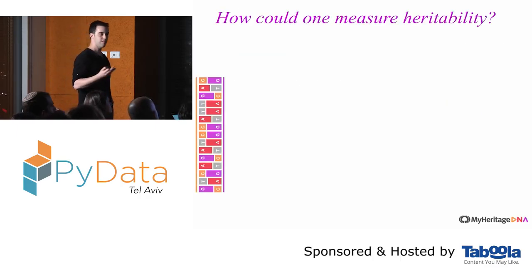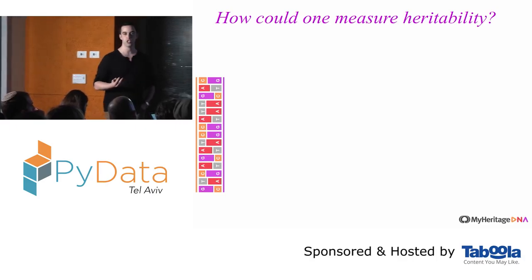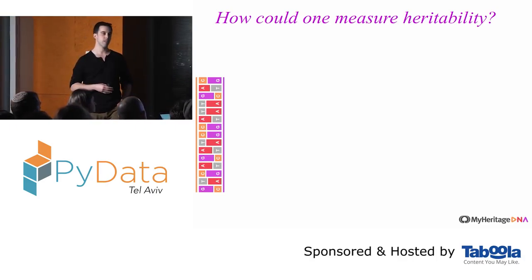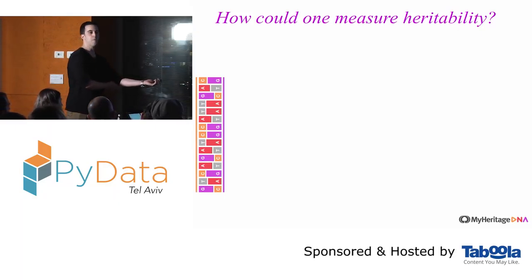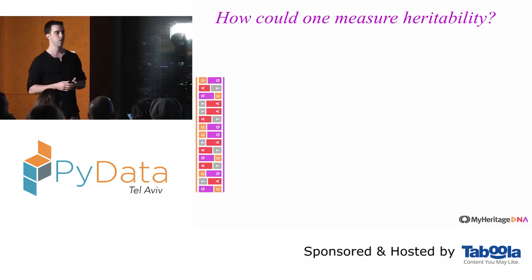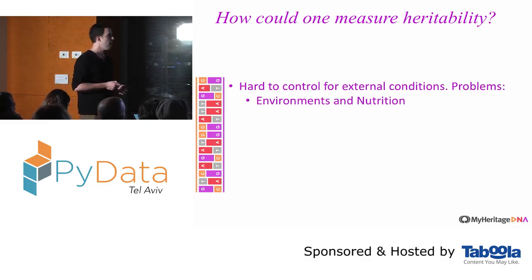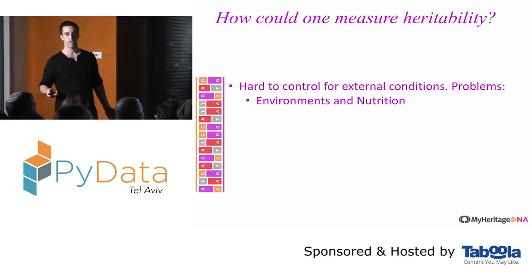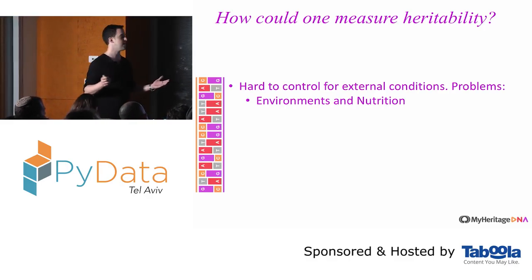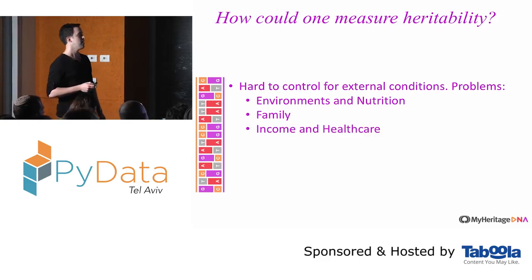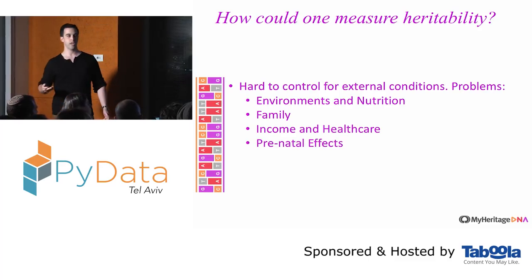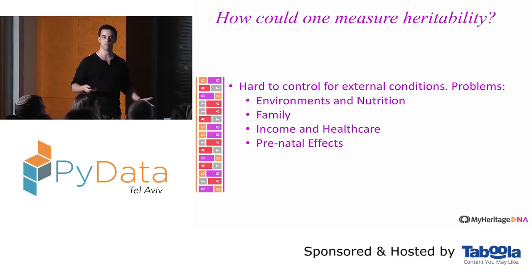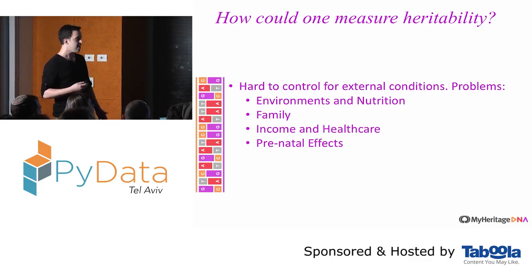One big challenge is how you can even measure heritability. If you want to understand the effect of something, you have to be able to control for all the other things, and there are so many things that are hard to control for when you want to make these kinds of comparisons. One is the environment and your nutrition. This definitely affects all kinds of things: your family, your income and healthcare, how much accessibility to healthcare you have, as well as prenatal effects, or what your conditions were like during pregnancy, like what your mother ate. That plays a big role in these things, along with all kinds of other conditions.